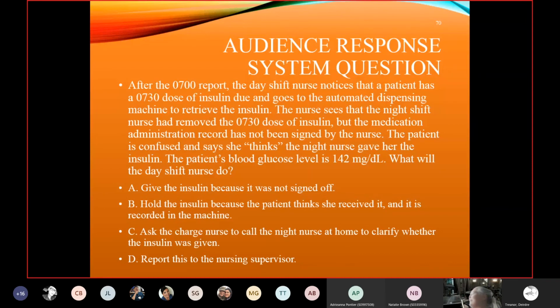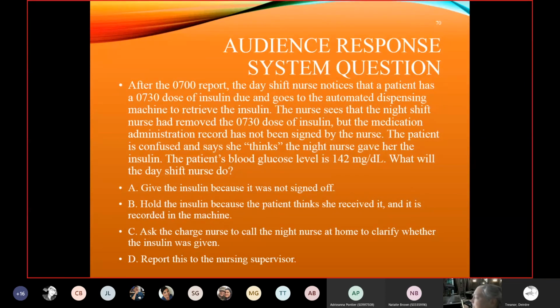And the nurse sees that the night nurse removed that insulin dose, but the medication record has not been signed. The patient is confused and says she thinks the night nurse gave her the insulin. The patient's blood glucose is 142. What will the day shift nurse do?